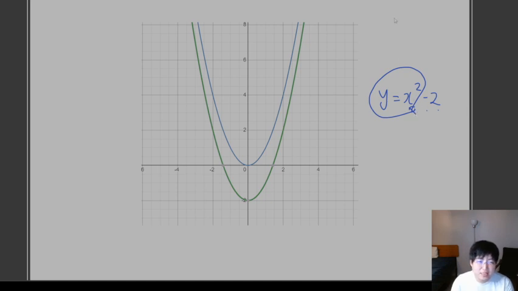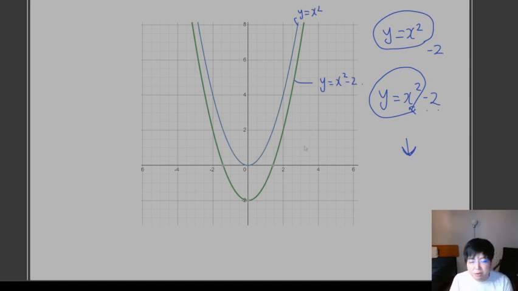Let's say you have y is x squared. To this entire equation, you imagine you subtract 2, and then what happens is it shifts down. The blue one is y is x squared, and the green one is y is x squared minus 2. As you can see, the graph has shifted down by 2 units when I subtracted 2 from x squared, not x.